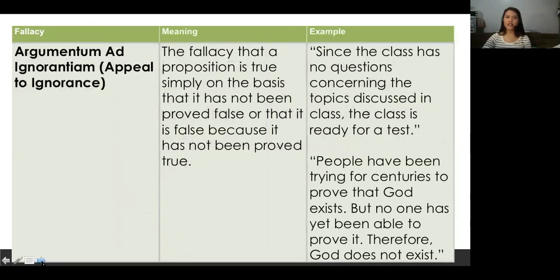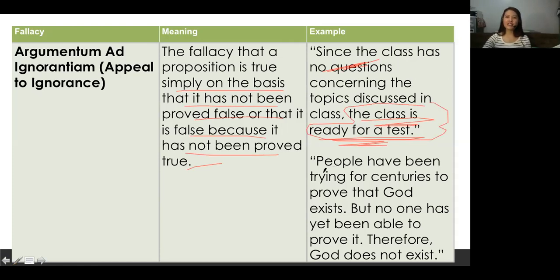No? Next is argumentum ad ignorantiam. So appeal to ignorance. In this fallacy, a proposition is true simply on the basis that it has not been proved false, or that it is false because it has not been proved true. Ignorance. So here's an example. Since the class has no questions concerning the topics discussed in class, the class is ready for a test. No? So, wala namang nagtatanong. So, ready na kayo sa test.